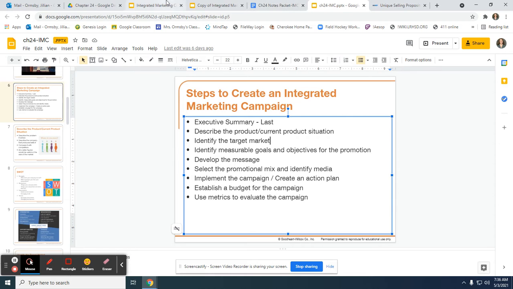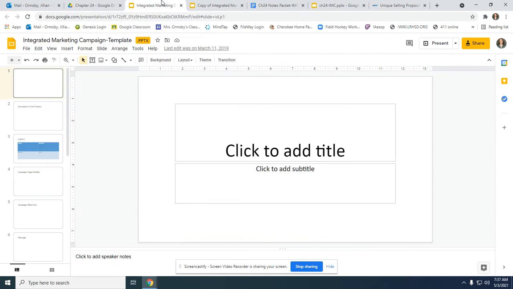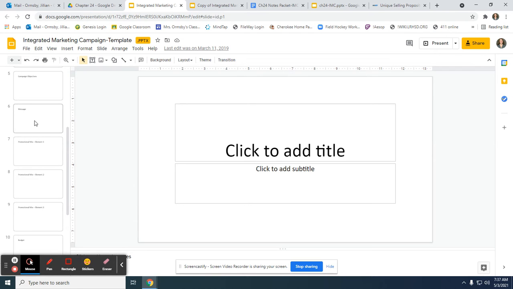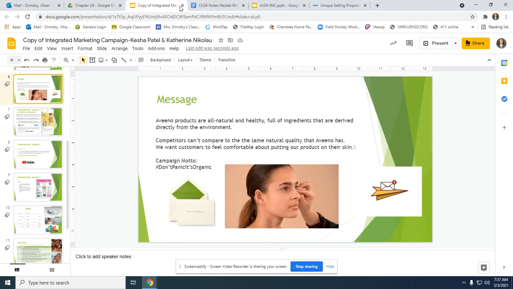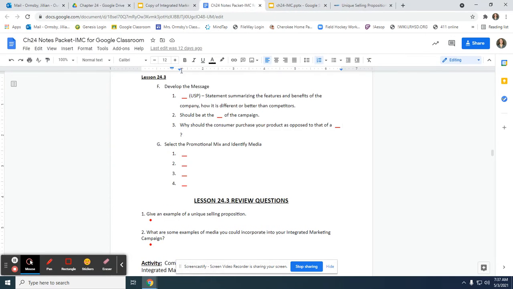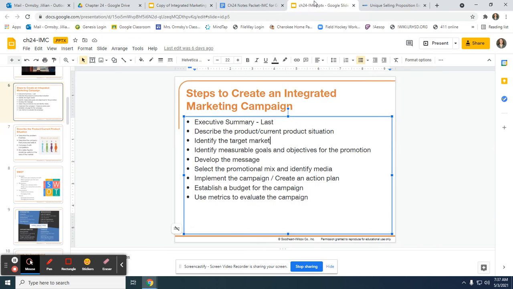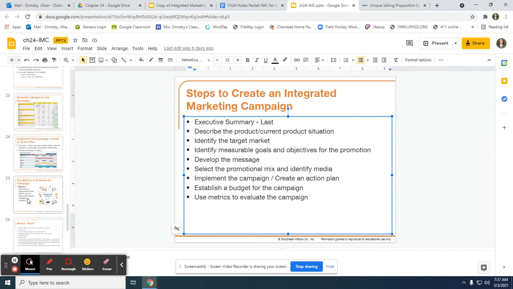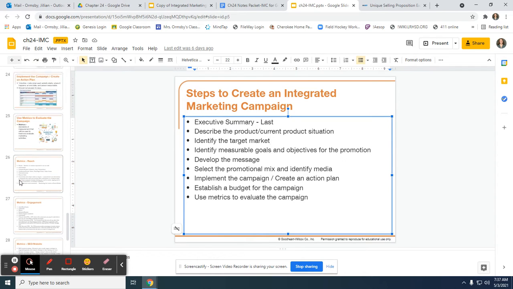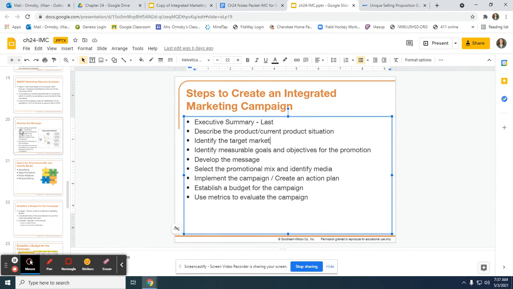So, once we are finished with the notes, if you go to the template, we are going to do these four slides. So, slide number 6, which is the message, and then slides number 7, 8, and 9, which are the promotional mix elements. So, we're going to start off by going over the notes. And if you go to unique selling proposition, that is the first thing that we need to focus on.